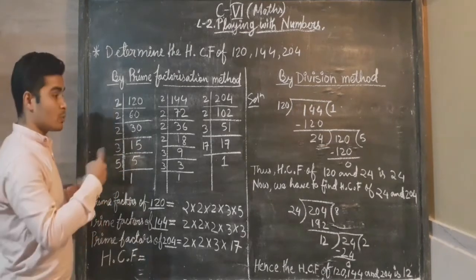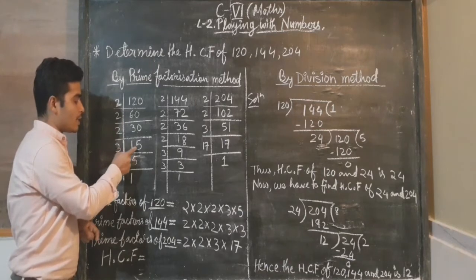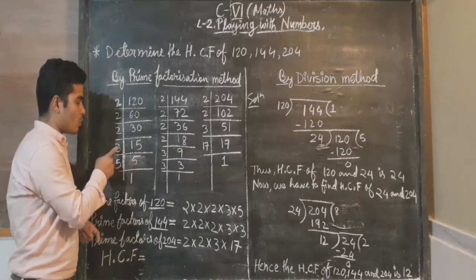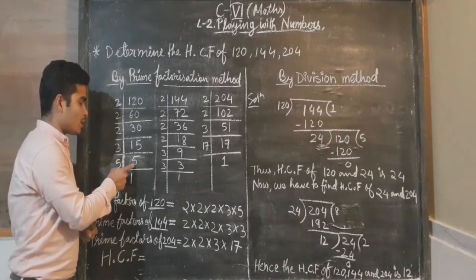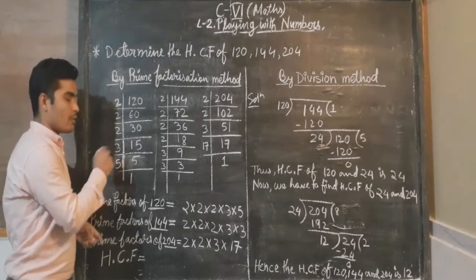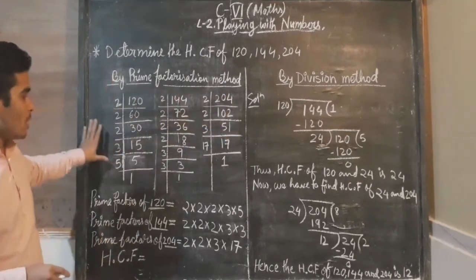That is why I move to the next prime number, that is 3. It is divisible by 3. So if I divide this number by 3 then I will get 5, because 3 fives are 15. So the last prime number will be 5, since 5 ones are 5. Like that I have found the prime factors for each number here.